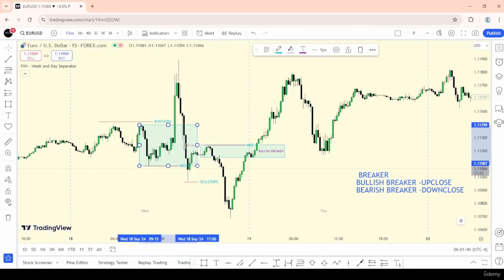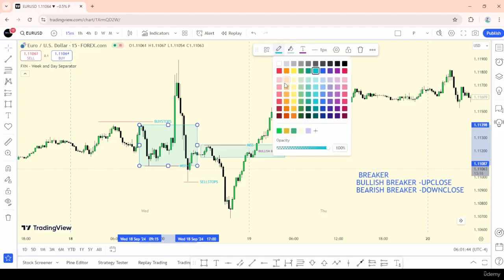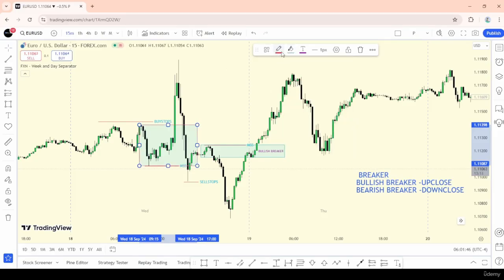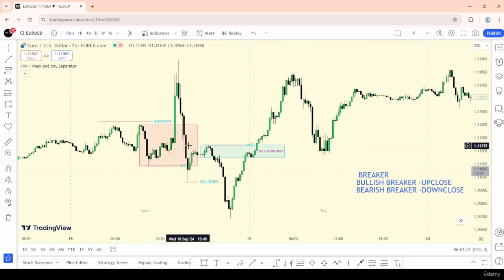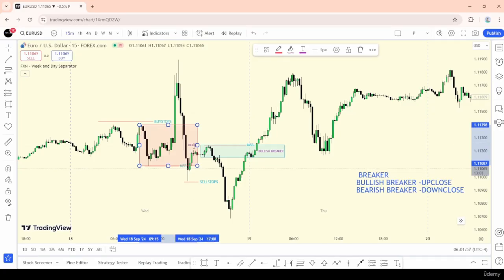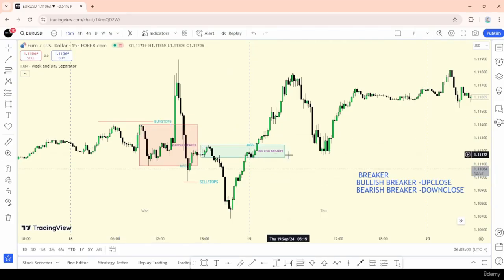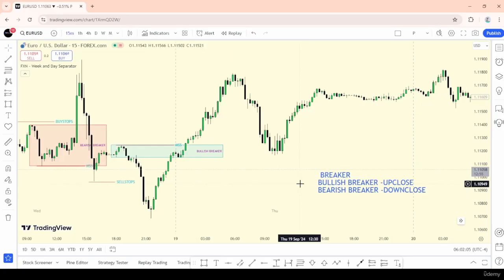Hope it is visible so that we may not confuse. Let me outline in a different color. So this is our bearish breaker. Yes. So let's go back to our bullish breaker.